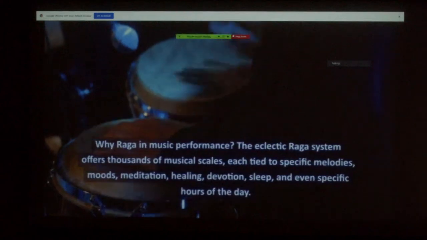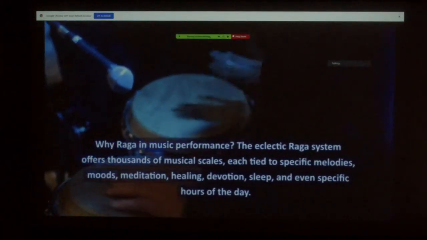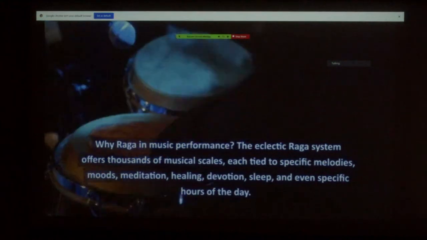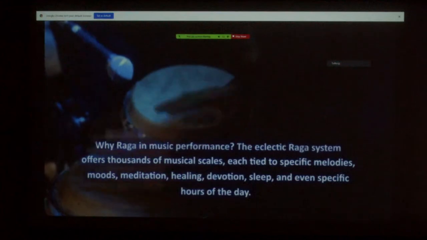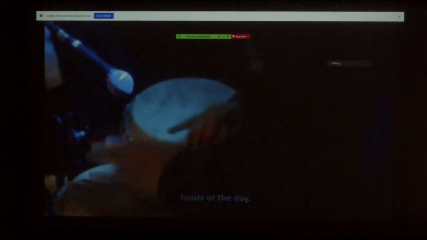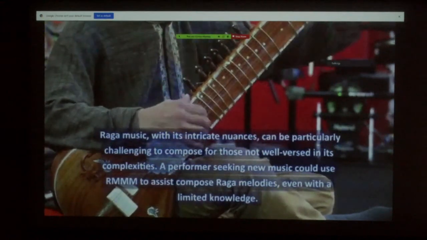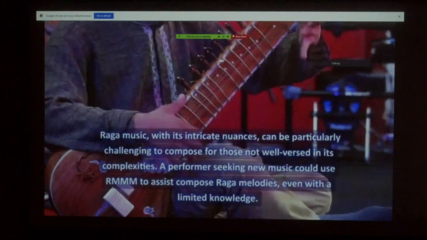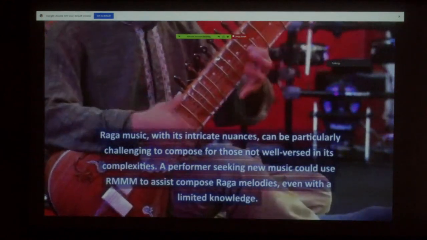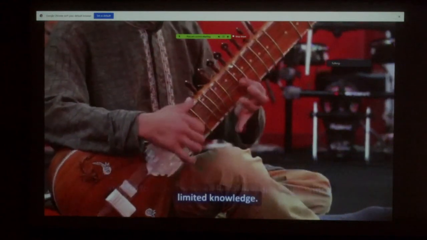Why raga in music performance? The eclectic raga system offers thousands of musical scales, each tied to specific melodies, moods, meditation, healing, devotion, sleep, and even specific hours of the day. Raga music, with its intricate nuances, can be particularly challenging to compose for those not well versed in its complexities. A performer seeking new music could use RMMM to assist in composing raga melodies, even with limited knowledge.